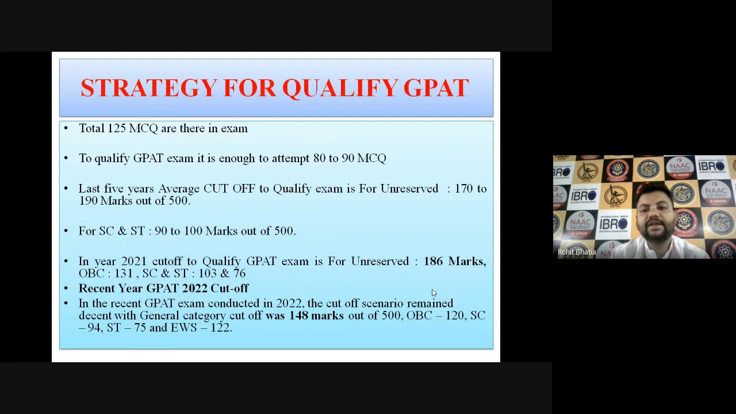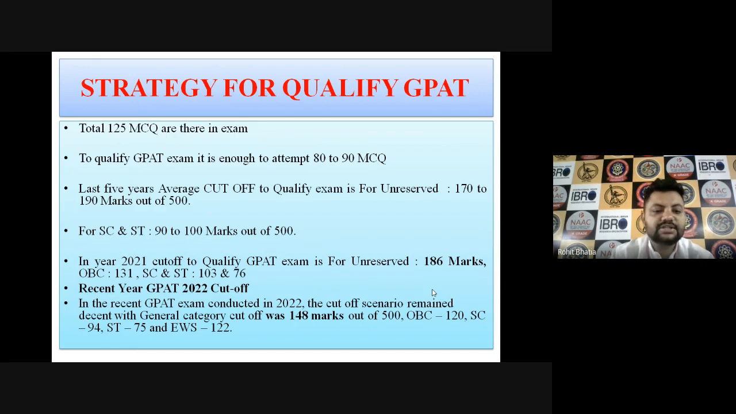Strategy for qualifying GPAT. To qualify GPAT, it is enough to attempt 80 to 90 MCQs. If we see the last 5-year average cutoff, it was 170 to 190 out of 500 for the unreserved category, and for SC and ST it was 90 to 100 marks out of 500. In the year 2021, the cutoff to qualify the GPAT exam for unreserved was 186 marks, for OBC it was 131, and for SC and ST it was 103 and 76.